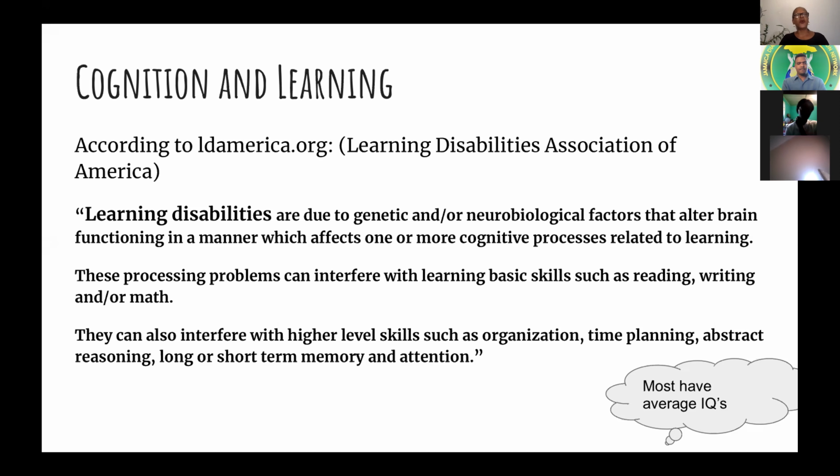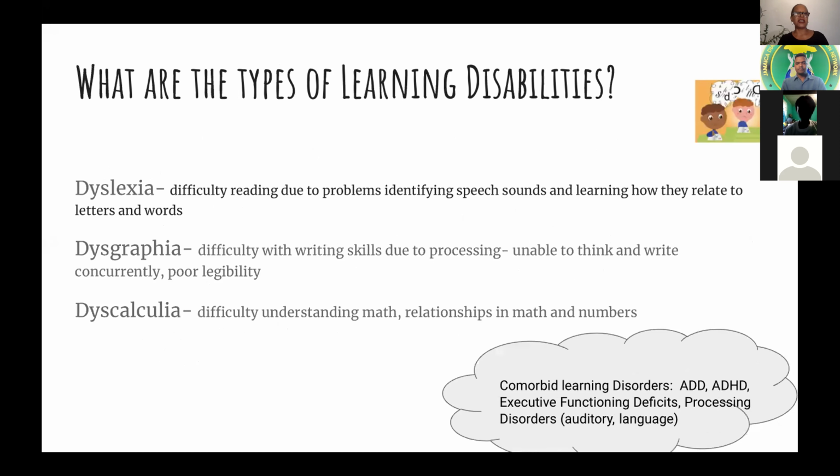Please know that students with learning disabilities have average to superior IQs. It has nothing to do with being stupid or being dumb or being intellectually disabled. We don't usually classify a student who's intellectually disabled as having a learning disability in general. There are exceptions, but most students with learning disabilities have average to superior IQs. There's just one area in which they have deficiencies.